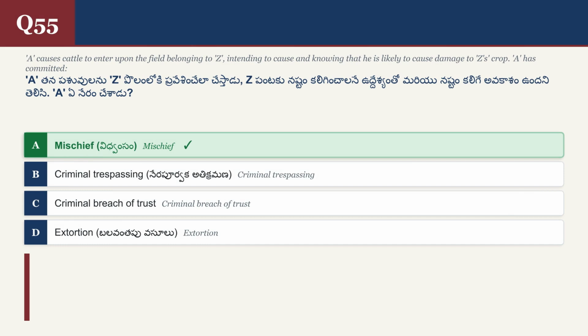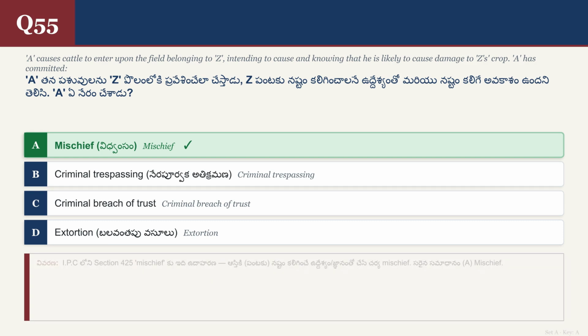The act of causing cattle to enter a field belonging to Z, intending to damage Z's crop, is an instance of mischief under IPC Section 425. Therefore, mischief is the correct answer.